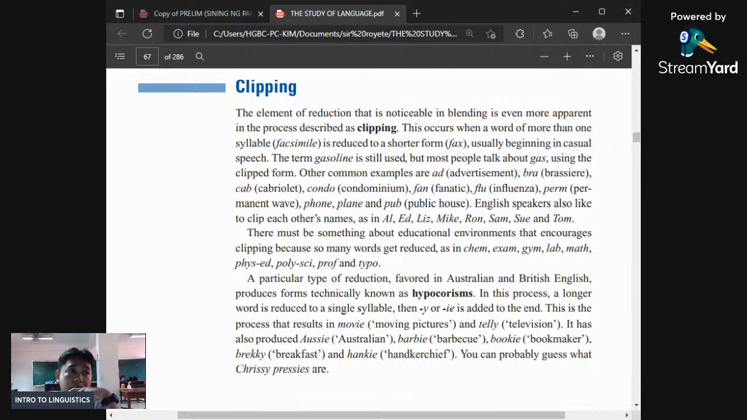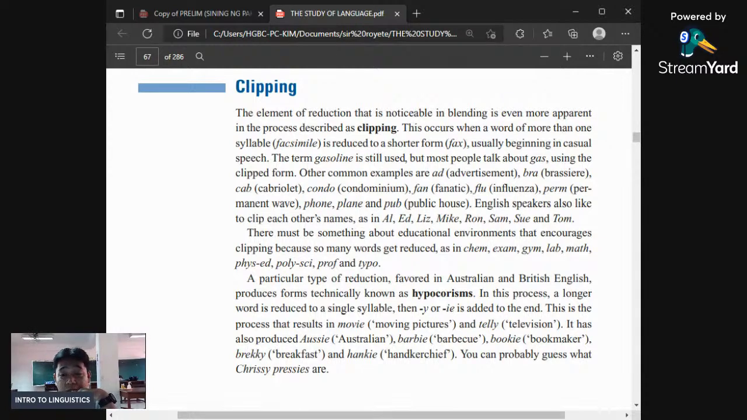Syempre, yung words natin ay mahaba. For example, yung taxi, mahaba talaga ang word na taxi. Ang ginawa lang natin, clip na lang natin siya, kaya taxi na lang siya. Also, other names: Al, Ed, Liz, Mike, Ron, Sam, Sue, and Tom. Aloysius, naging Al na lang. Edward, naging Ed. Eliza, naging Liz. Michael, naging Mike. Ronald, naging Ron. Samuel, naging Sam. Susie, naging Sue. Tommy nagiging Tom, right? So, clipping ang ginagawa din natin.